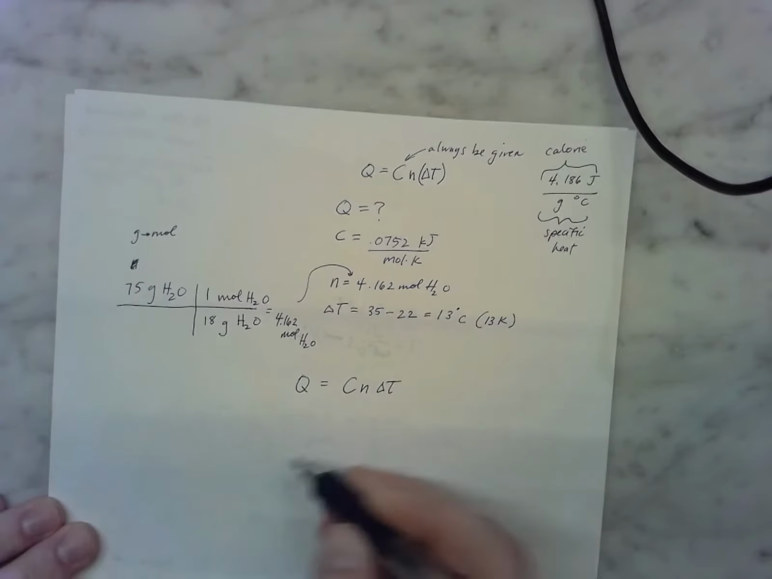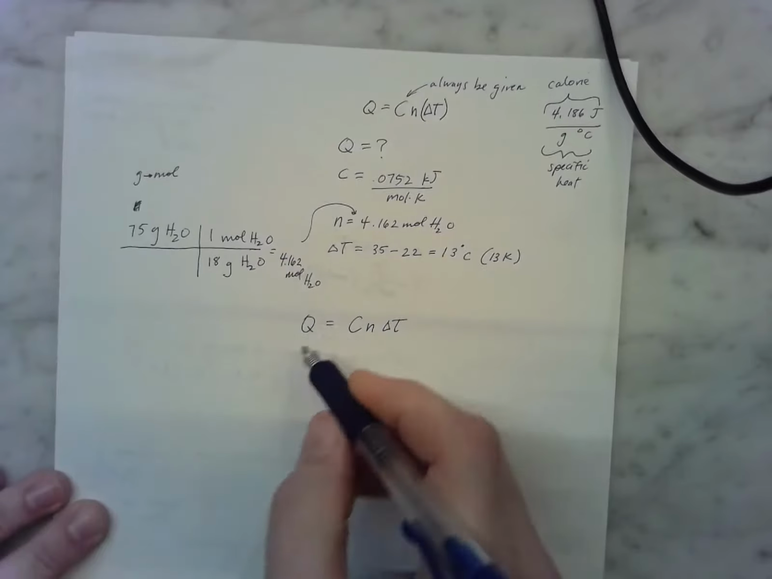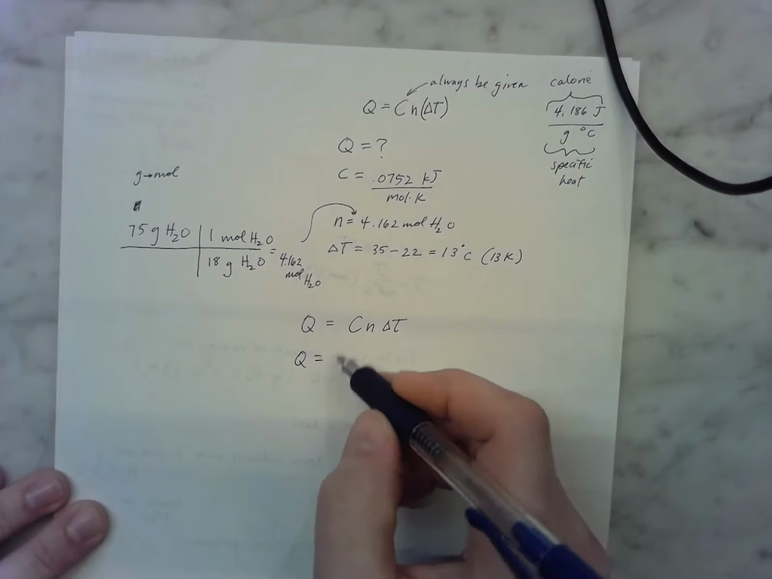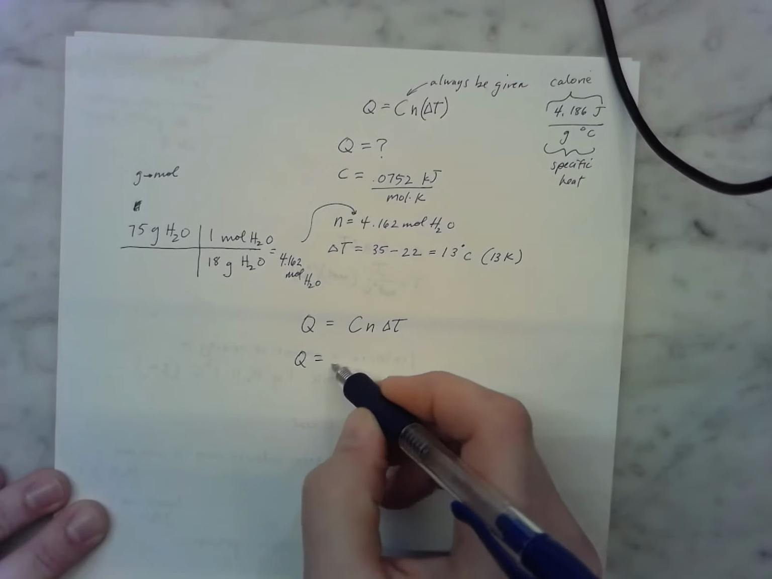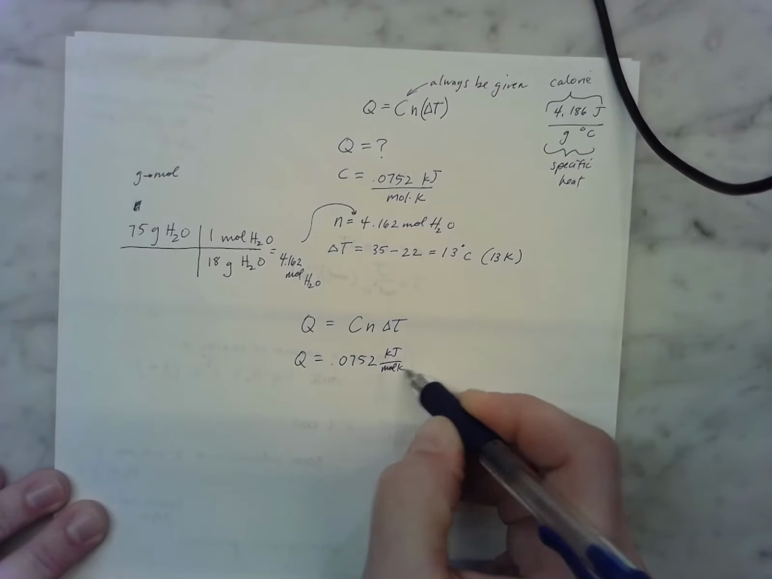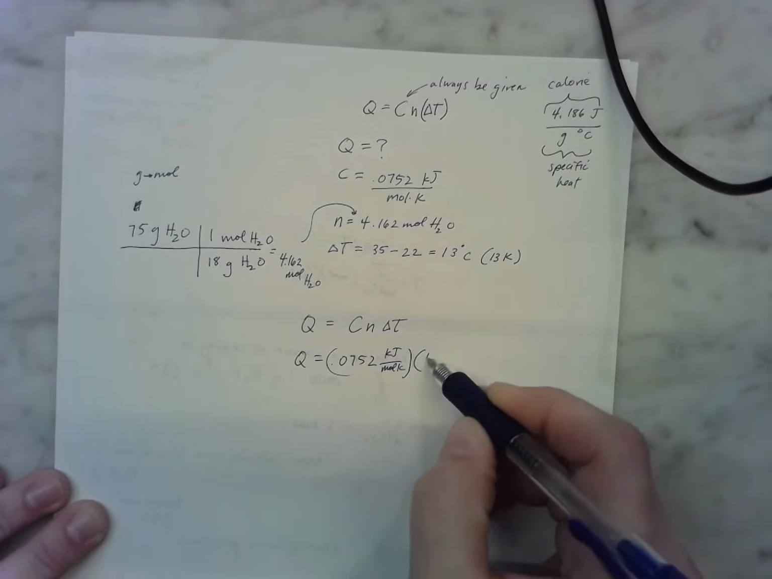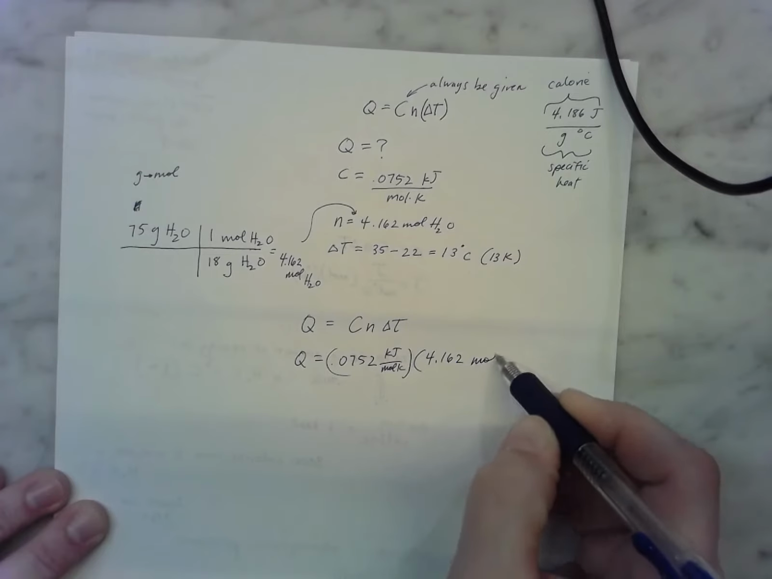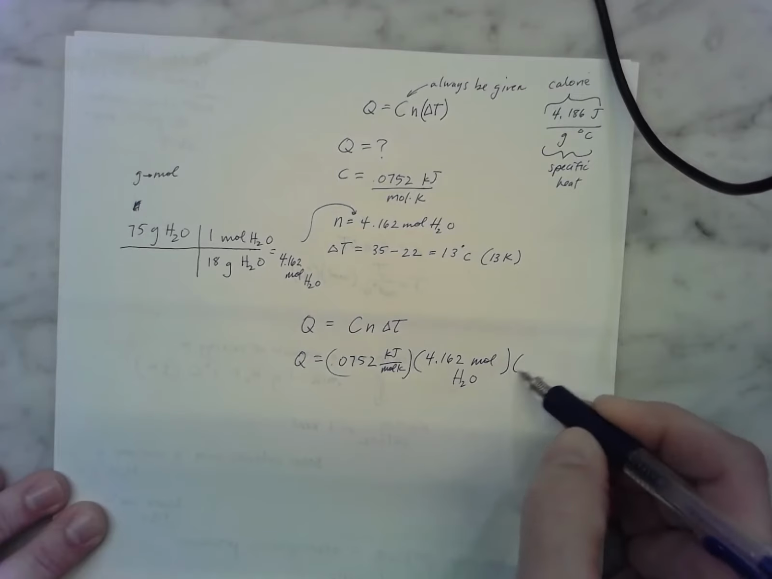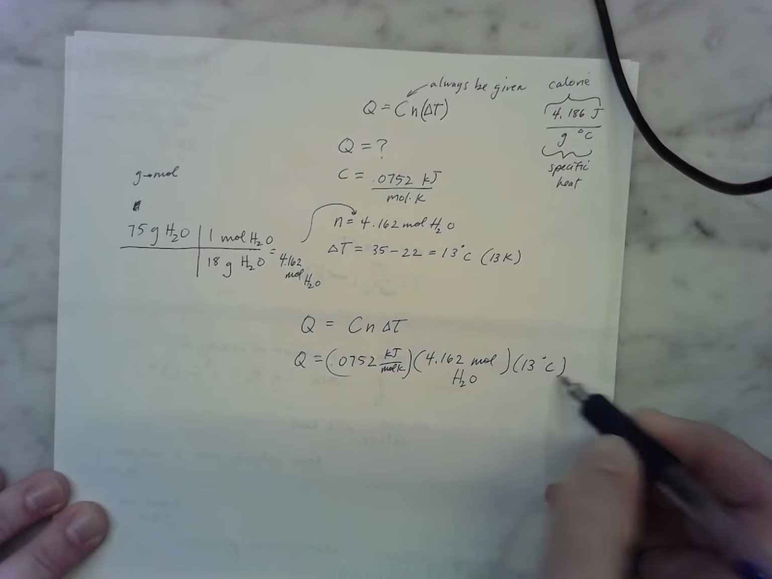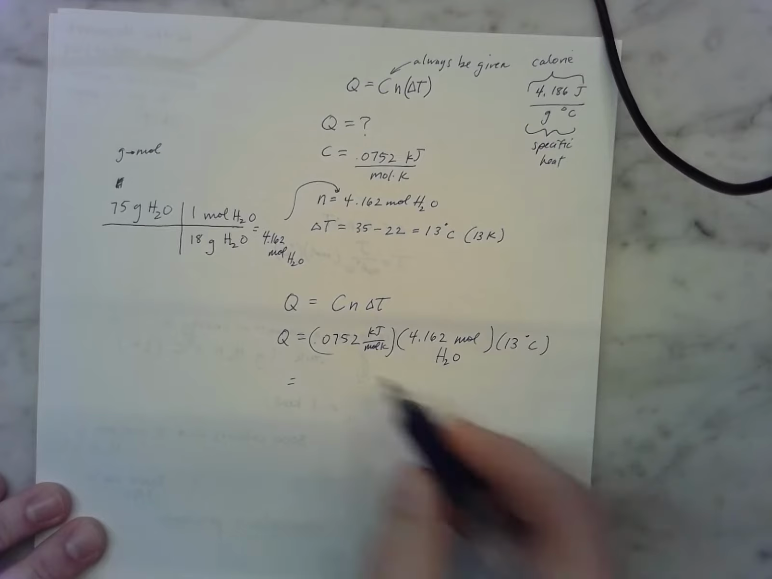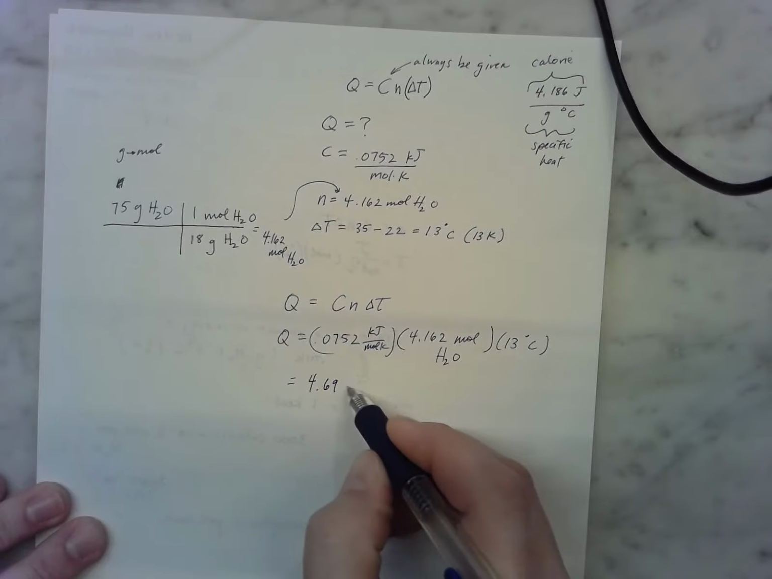All right, here's the step that I at least need to see on your quizzes and tests. Okay, I need to see this. C, we know it's 0.0752 kilojoules per mole. Number of moles, 4.162 moles. You could write H2O under there if you're being super careful, okay? And then our change in temperature is 13 degrees C or K. Doesn't matter. And then we literally just multiply, boom, boom, boom, and we get 4.69 kilojoules.